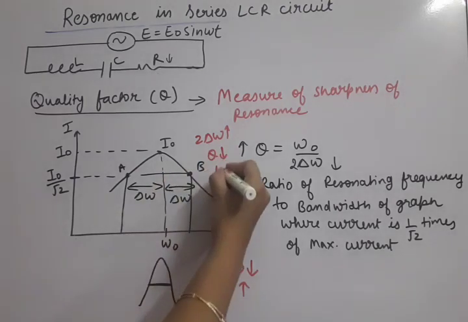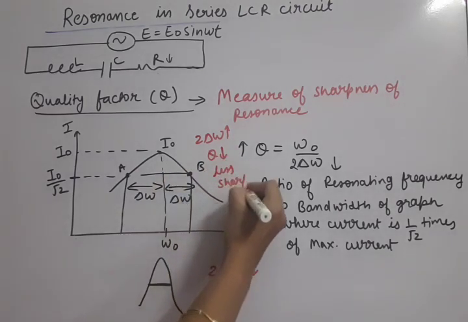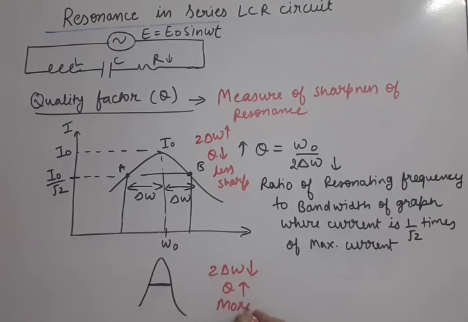So here it is less sharp, but here it is more sharp. The graph is more sharp. This way we can compare the graphs. If we want more and more sharpness of the graph, then quality factor should be greater. And quality factor is greater when this width is smaller.